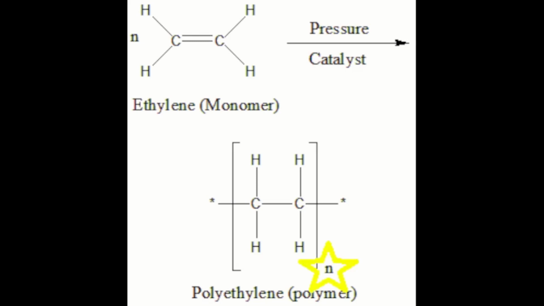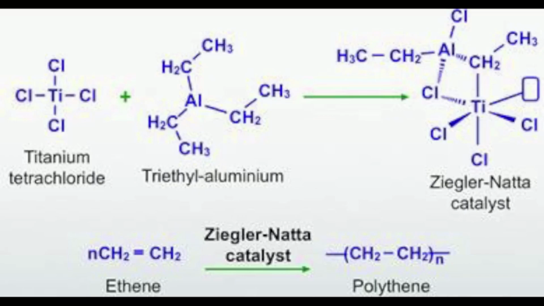The little n next to the monomer indicates how many of these subunits are in the polymer. So n can be any number. It can be 5, it could be 10, it could be 100 long. But it indicates how many of these little pieces are in the entire chain. A common catalyst used in the plastic industry is the Ziegler-Natta catalyst. I just wanted to introduce you guys to a catalyst that is often used in the plastics industry.